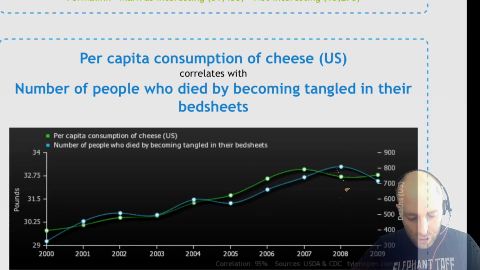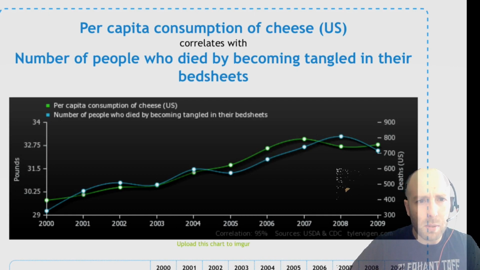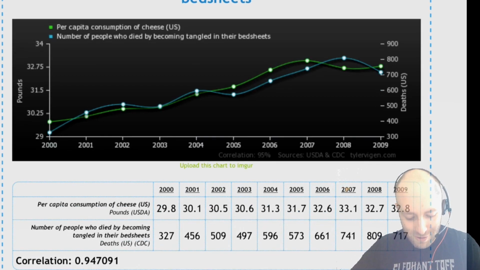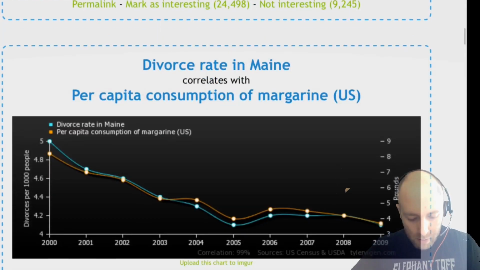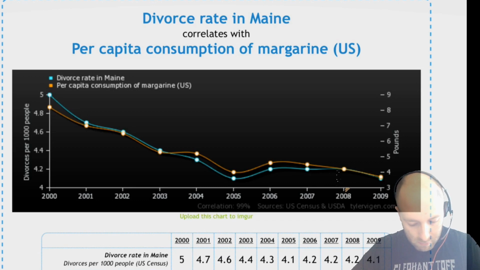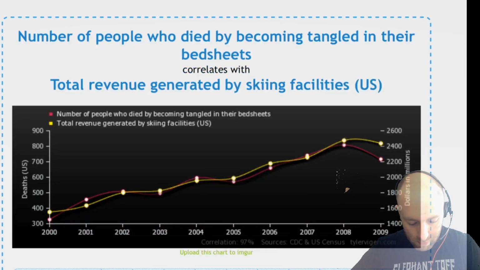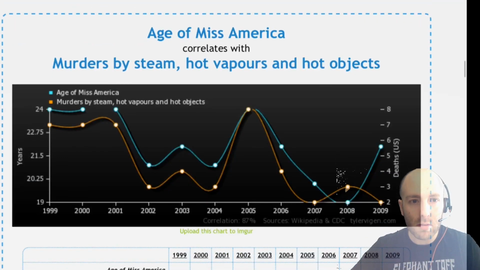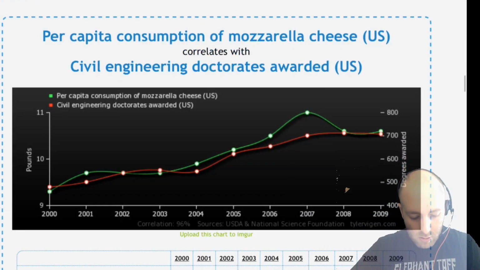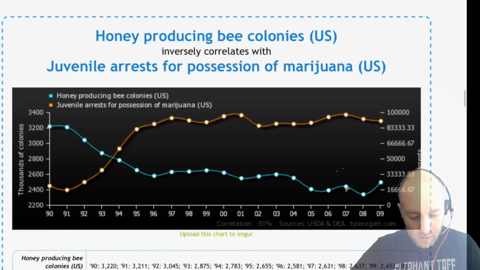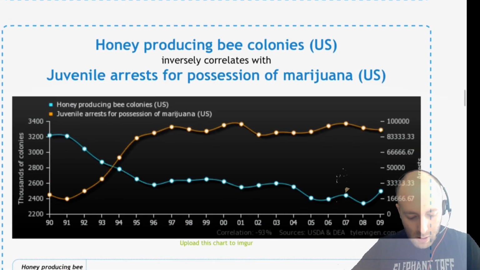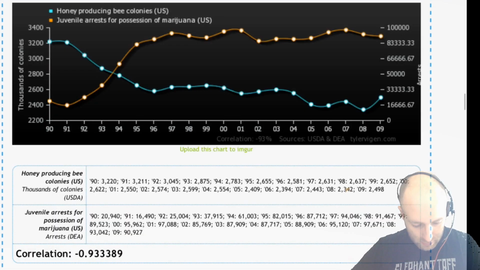Per capita consumption of cheese. So how much cheese people eat in the US correlates to people who died by becoming tangled in their bed sheets, and that's got a correlation of 0.9 as well. So again, very strong correlation there. Divorce rate and margarine, again 0.99, so almost perfect correlation in that one as well. Yeah, so some of these weird and wonderful statistics have very strong correlation. Honeybees and arrests for marijuana, almost complete negative correlation. So more bees is fewer arrests in that case.